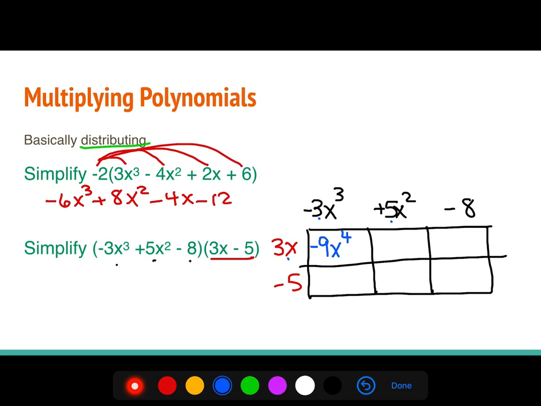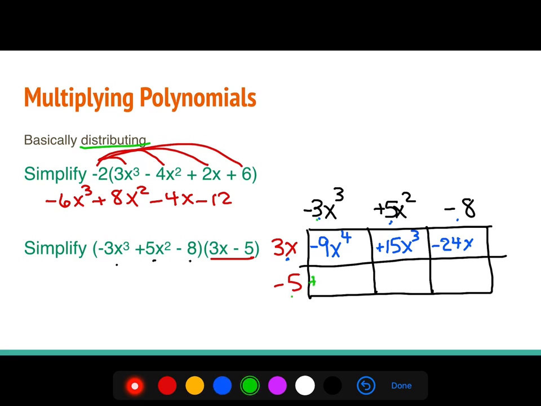So 3 times 3 is negative 9. X and x cubed makes 4x's. So x to the 4th. Now I'm going to go across the top row. 3 times 5 is positive 15. X times x squared makes x cubed.